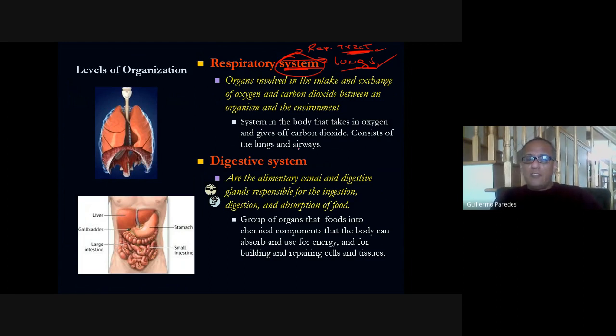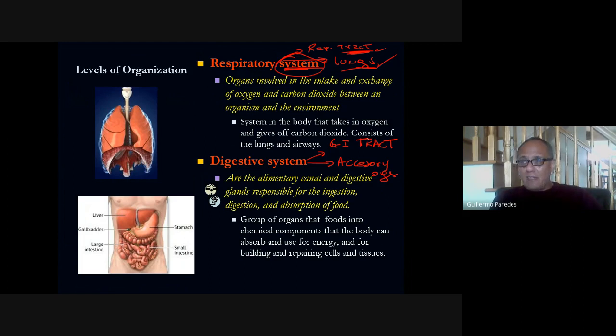We have the digestive system. The digestive system, or gastrointestinal system, is composed of the gastrointestinal tract and the accessory organs.